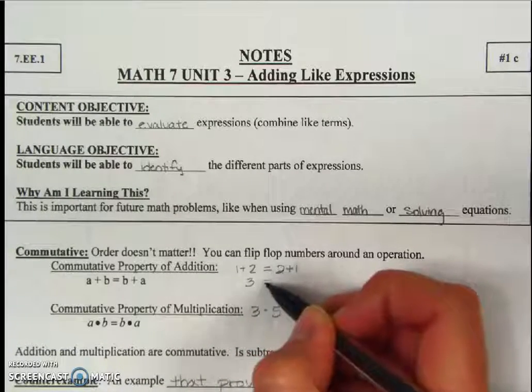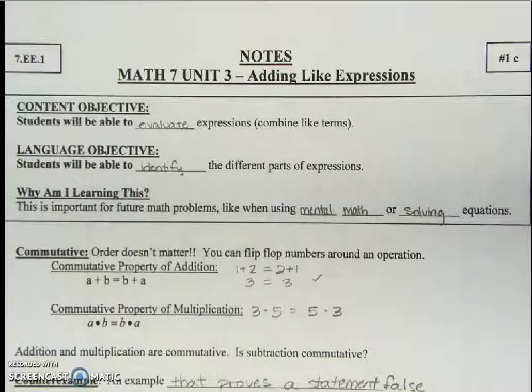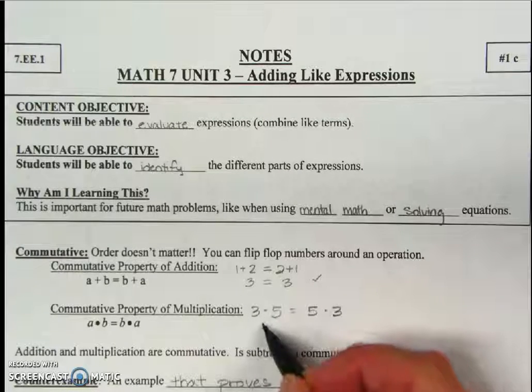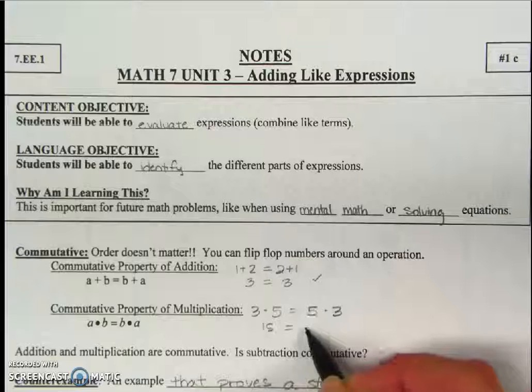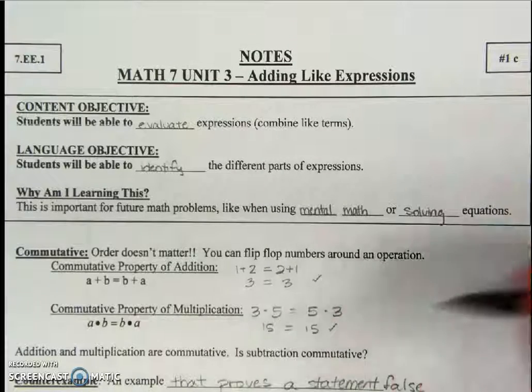1 plus 2 is 3. 2 plus 1 is 3. That checks out. We can switch the order for addition. What about multiplication? 3 times 5 is 15. 5 times 3 is also 15. And yeah, that checks out. For adding and multiplying, we can switch the order.